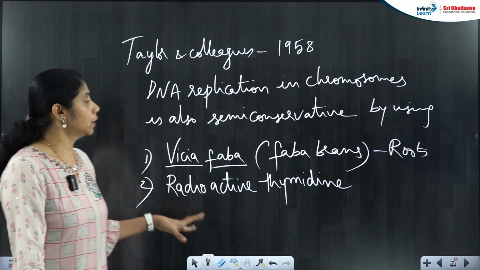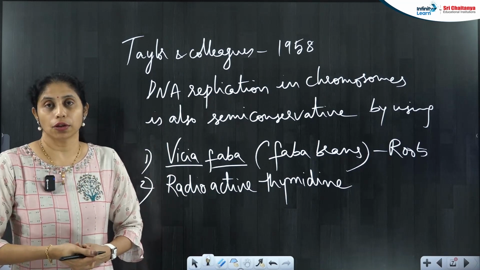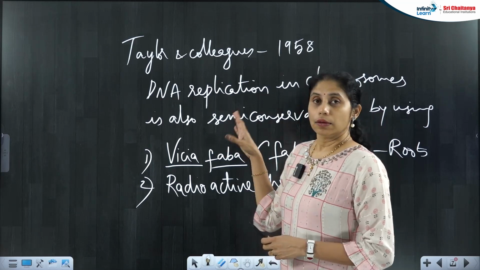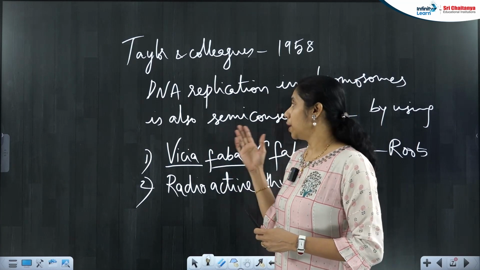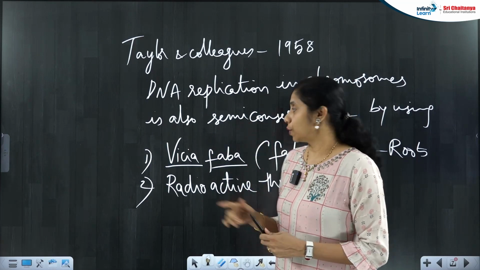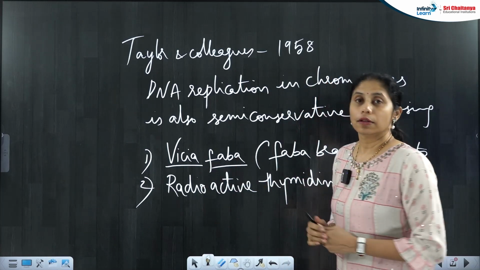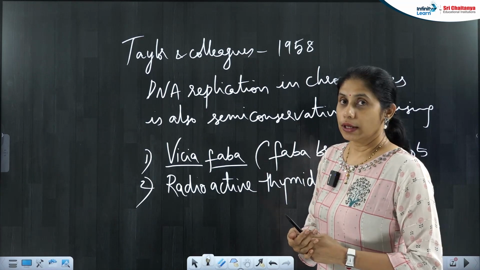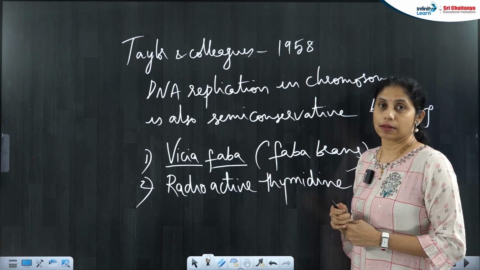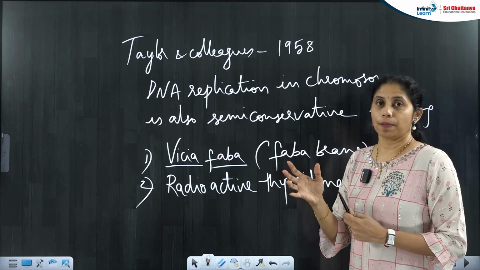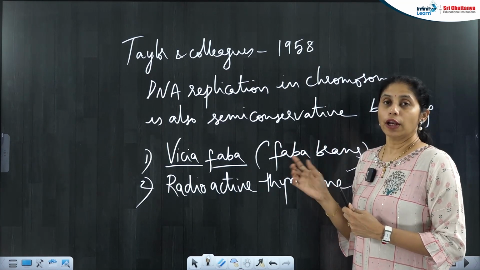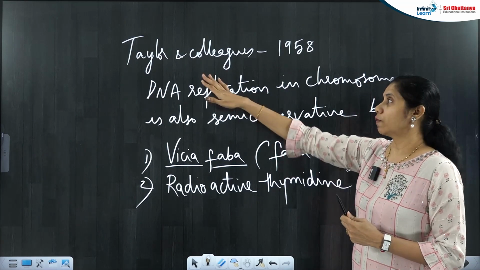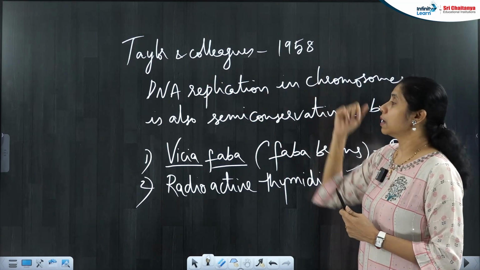And by using these two, they have proved it. Further, the experimental proof was given by Taylor and colleagues, and they said that semi-conservative replication is happening in the DNA in the chromosomes also in this plant, by using the radioactive thymidine. So one experimental proof was given by Meselson and Stahl in the year 1958 by using E. coli cells and heavy nitrogen N15 and normal nitrogen N14 in ammonium chloride and cesium chloride density gradient. The next experiments were followed by Taylor and colleagues in the same year, 1958.